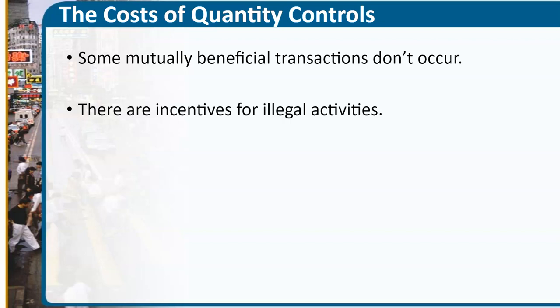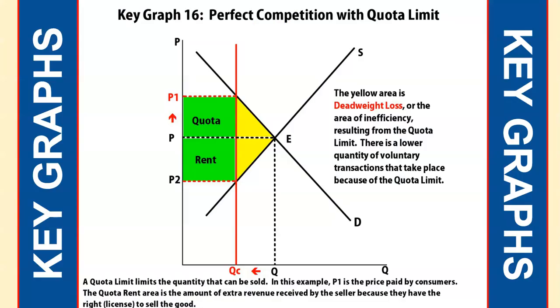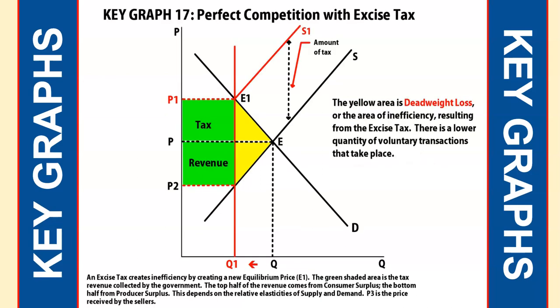Now, taking a look at that particular key graph one more time, because I want to move to the final graph that we have in this chapter, and that's taking this quota rent box and turning it into government revenue. If the government were to impose a tax, such as an excise tax on goods and services, that quota rent, that wedge, becomes tax revenue instead of profits that go to the producer. That money then is going to go to the government. And this is a tax.